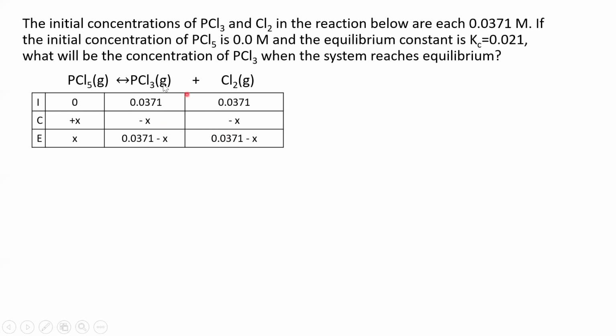All right, so we wrote our ice chart. Now, write a K expression. Products over reactants raised to the power of the coefficient in the balanced equation. Okay, so once you write your K expression, substitute in these equilibrium values out of your ice chart.